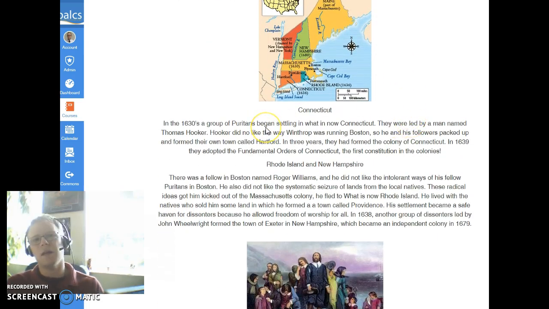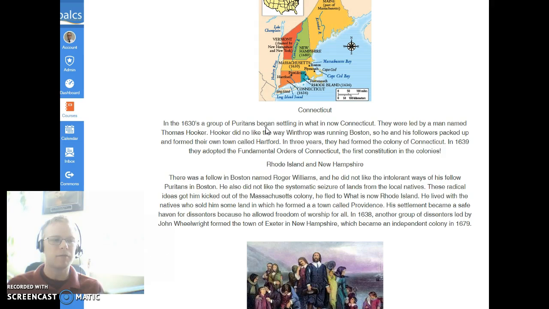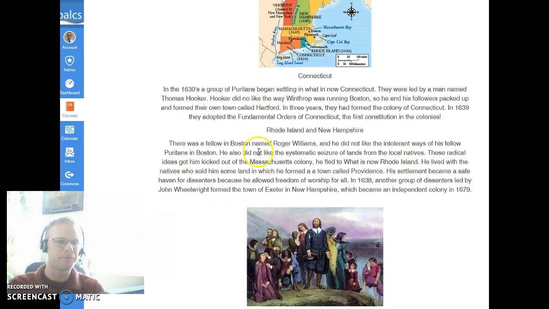Okay, that brings us to the colony of Connecticut. In the 1630s, a group of Puritans began settling in what is now Connecticut. They were led by a man named Thomas Hooker. He was a reverend. Hooker did not like the way Winthrop was running Boston, so he and his followers packed up and formed their own town called Hartford, Connecticut. In 3 years, they had formed the colony of Connecticut. In 1639, they adopted the Fundamental Orders of Connecticut, the first constitution in the colonies. It's a little golden nugget for you to remember.